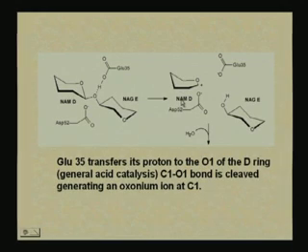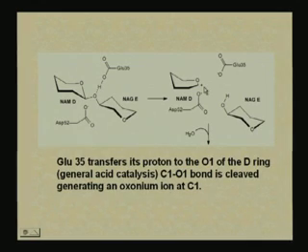So, we have our N-acetyl muramate and our N-acetyl glucosamine that is cleaved. What happens is glutamic acid 35 transfers its proton to the O1 of the D ring. This is the O1 of the D ring. So, what happens is the C1-O1 bond is cleaved, generating what is called an oxonium ion. Okay? So, what has happened now?